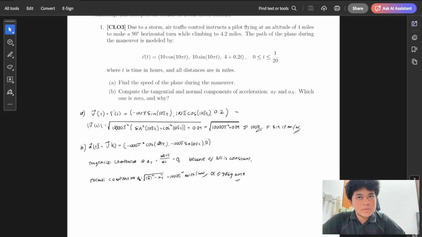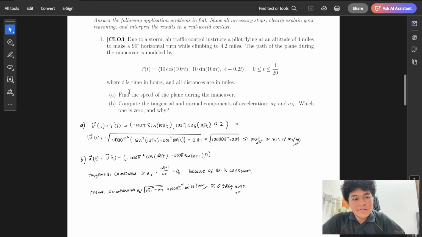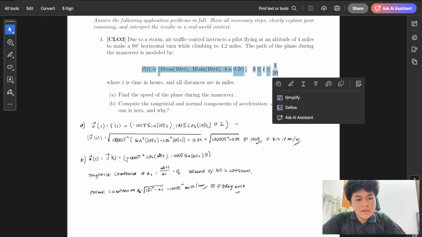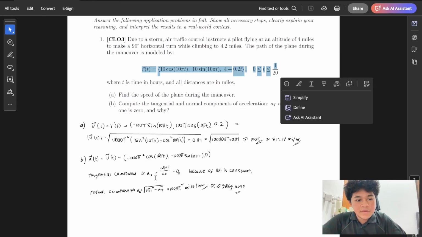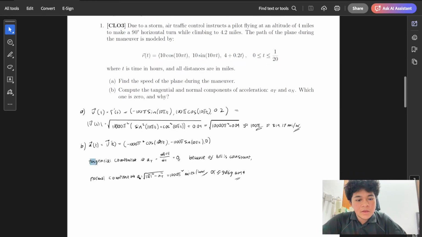So we have to find the acceleration then. Acceleration itself, the formula is the first derivative of velocity, or the second derivative of this function. So we have to find the second derivative. After that, we find this. Okay, this is the second derivative of this function.